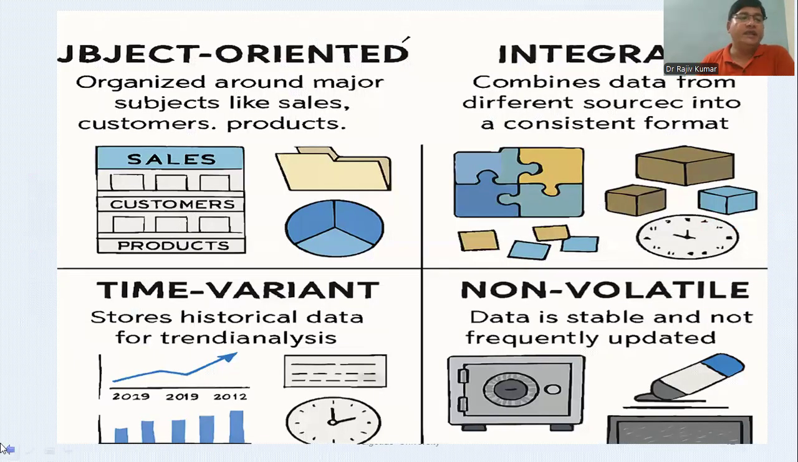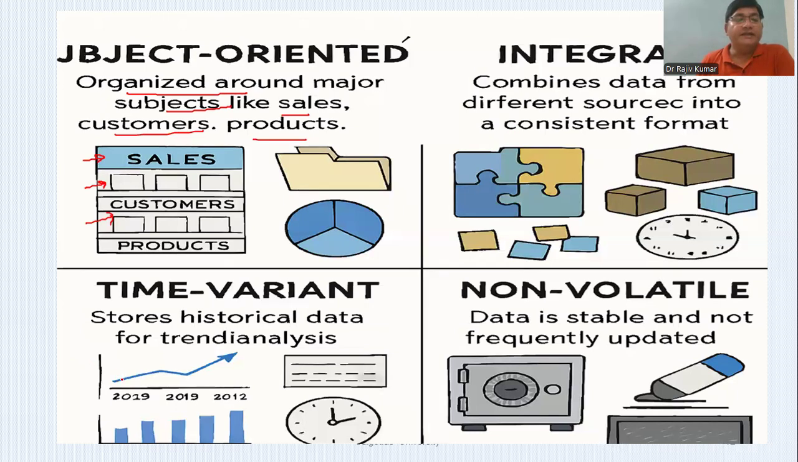So we can explain this with help of these diagrams. Subject oriented means organized around major subjects like sales, customers, and products. So suppose you have sales data, it may be from the sales department. If you have customers, it may be from the customer department. There may be some products.